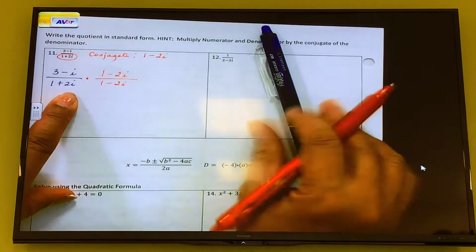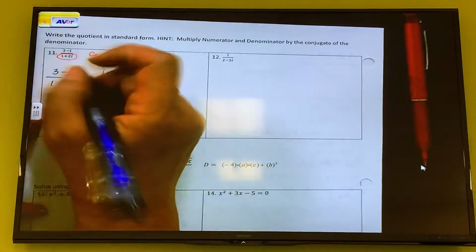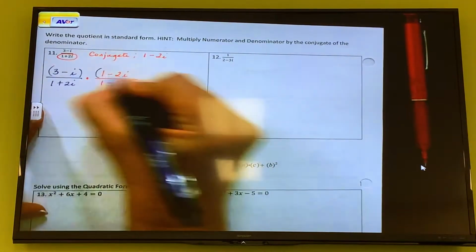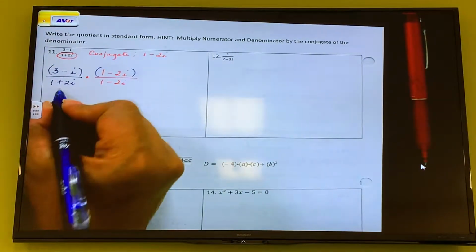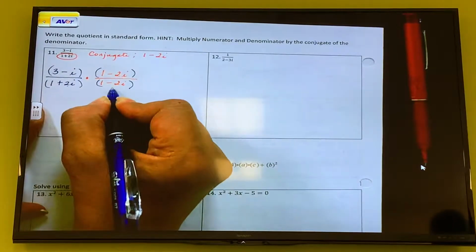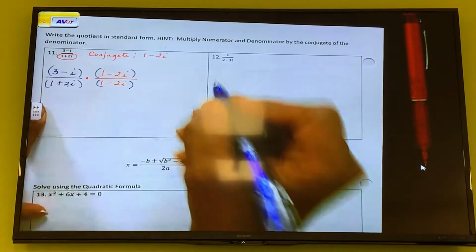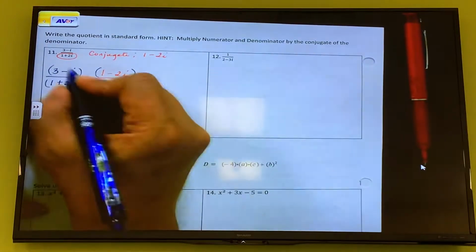So this is multiplication. So that means we're going to do FOIL on top. But in the denominator, remember we have complex conjugates. So all we need to do is just do a squared plus b squared in the denominator. So first the numerator, we're going to do FOIL.